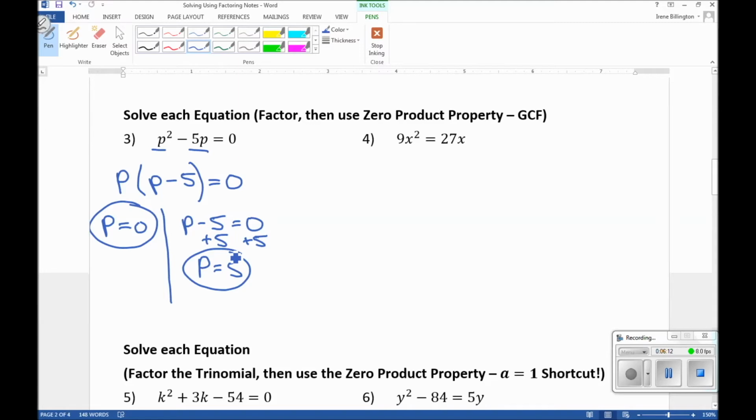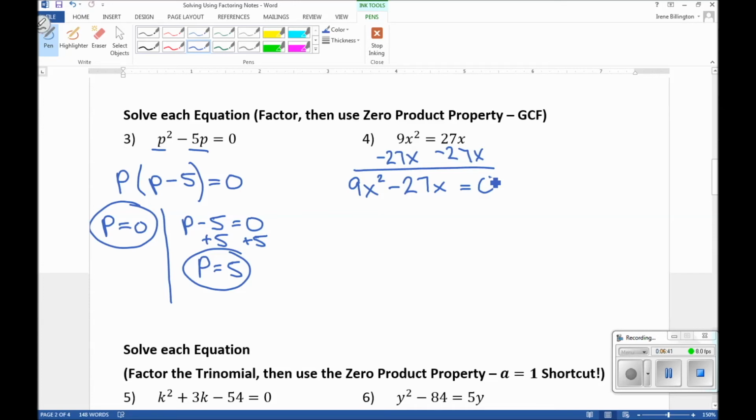Now on example 4, you will notice that my equation does not equal 0. And in order to use the zero product property, the equation must equal 0. So the first thing that I will do is move this 27x to the left of my equation, which gives me 9x squared minus 27x equals 0.